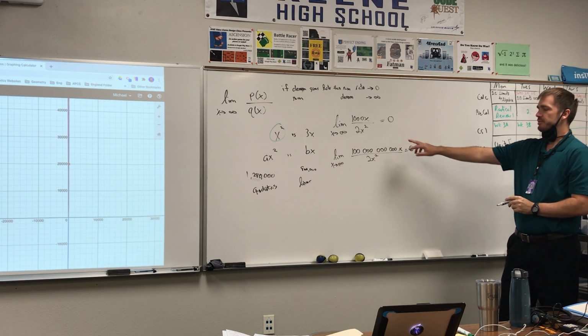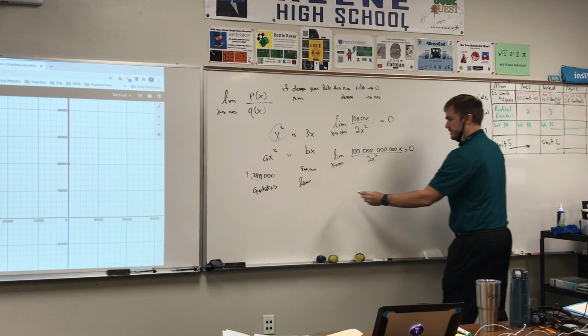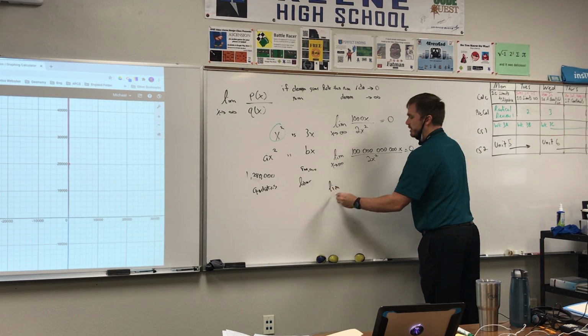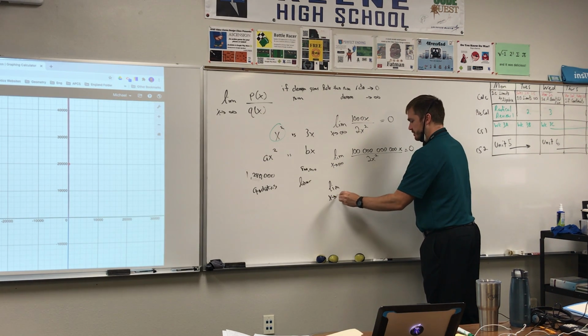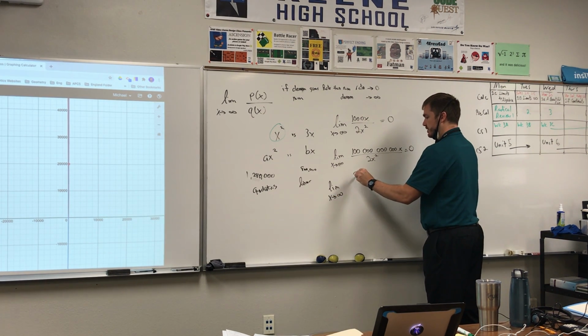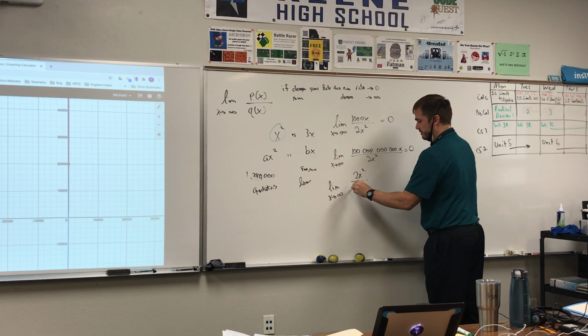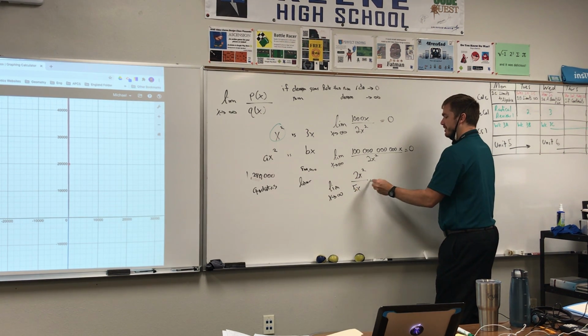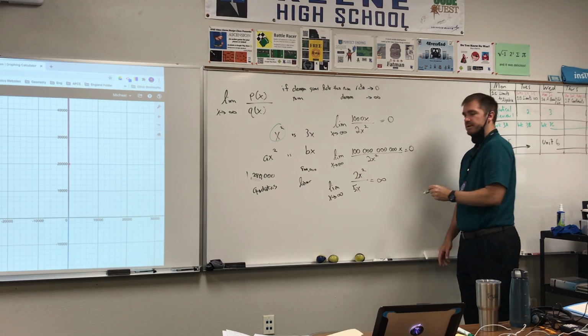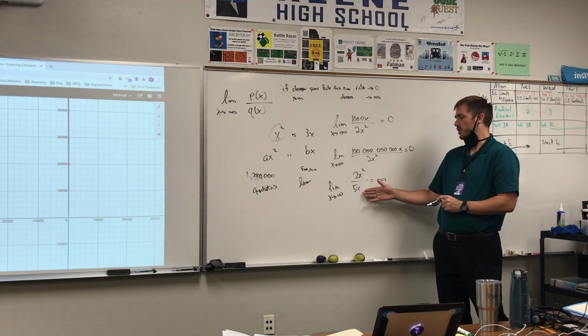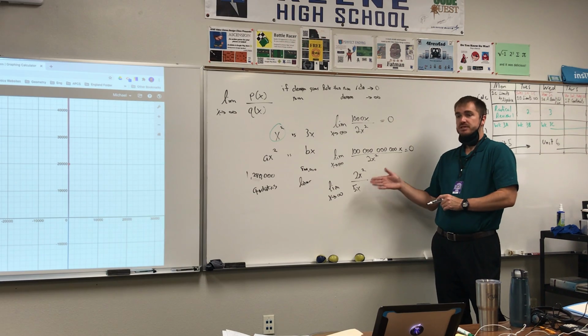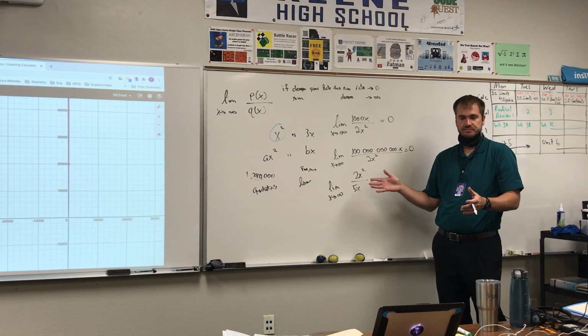Okay? Now what if it was reversed? What if it was flipped? Then it would be infinity. The limit as x approaches infinity of 2x squared over, I'm going to write something not as crazy, 5x. It's going to be infinity because the quadratic is going to win over the linear every single time, okay?